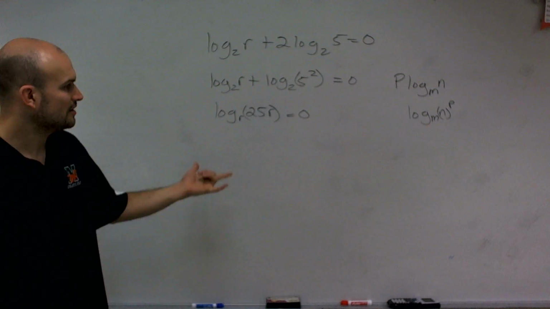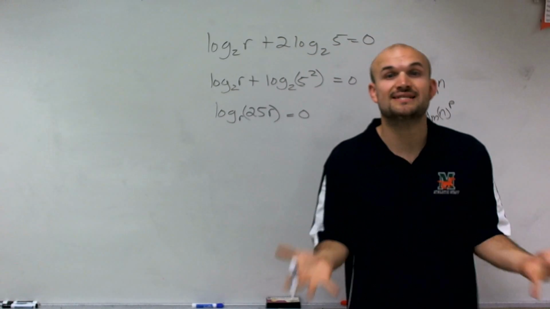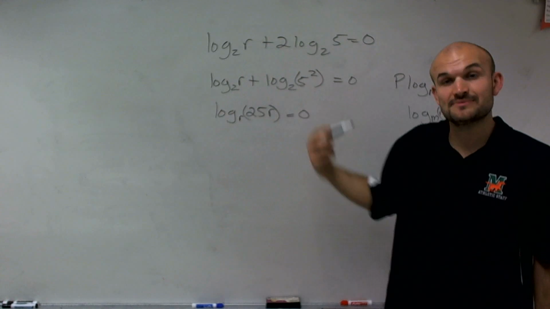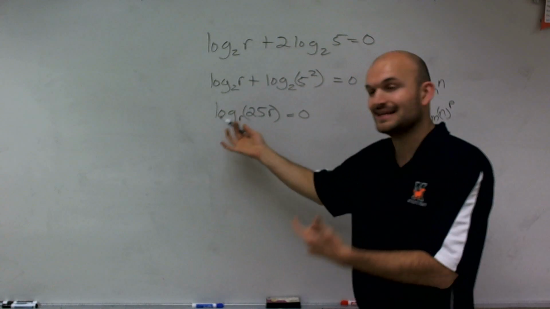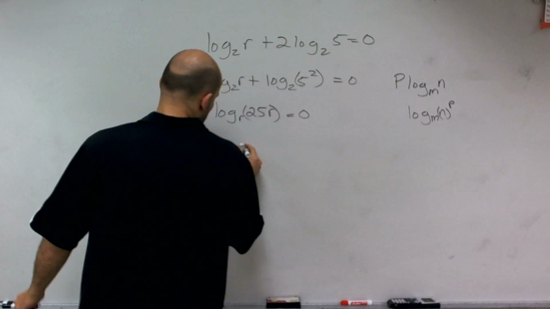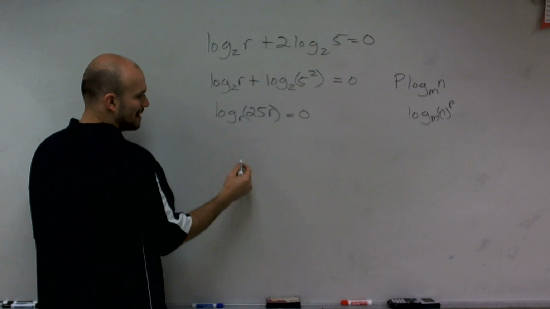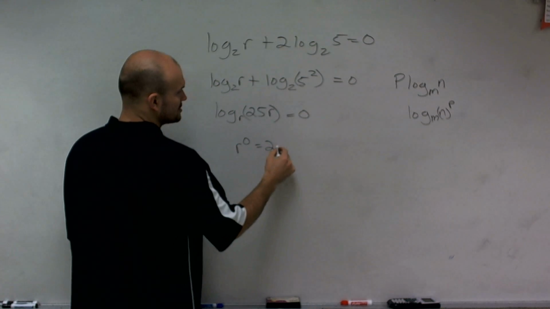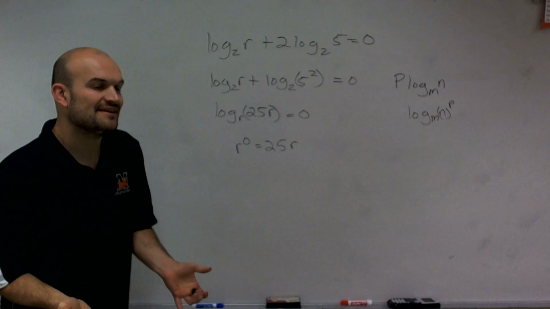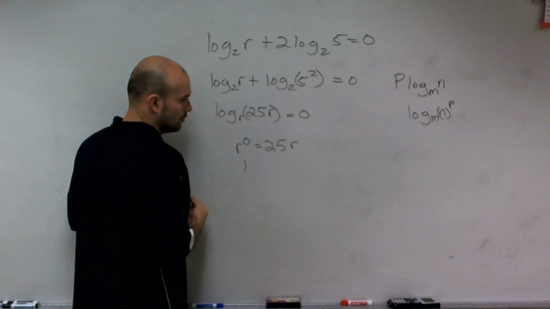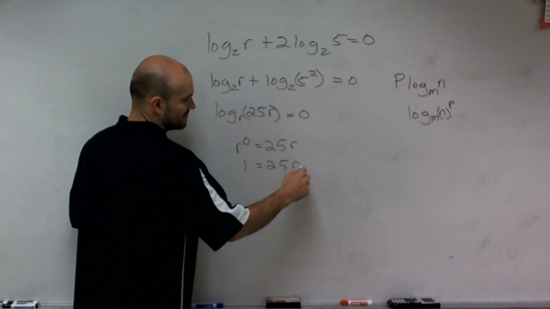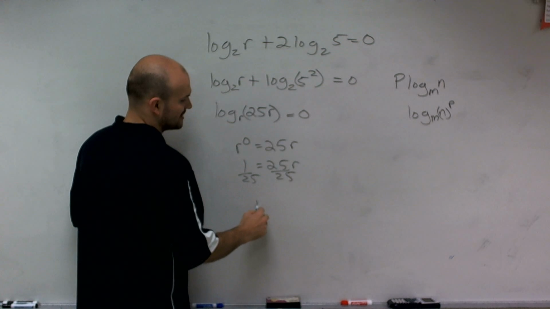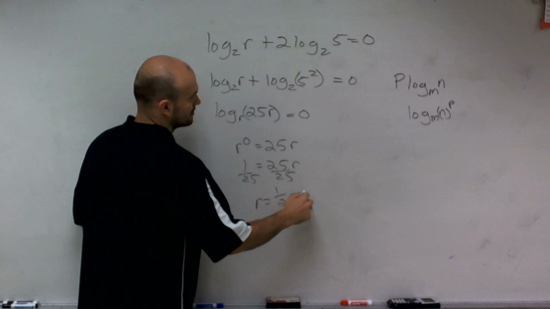Now, the reason why it's so helpful to go from 2 logarithms to 1 logarithm is because now I can rewrite my logarithm in exponential form to solve for r. So I can get rid of that log to solve for it. Rewriting this in exponential form, remember my base is going to remain exactly the same. So now I have 2 raised to the 0 power equals 25r. Any value raised to the 0 power is going to equal 1, which is now equal to 25r. So, divide by 25 on both sides, and we can say r equals 1 over 25.